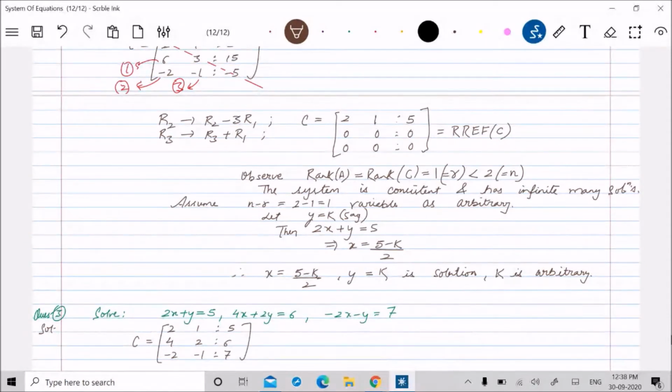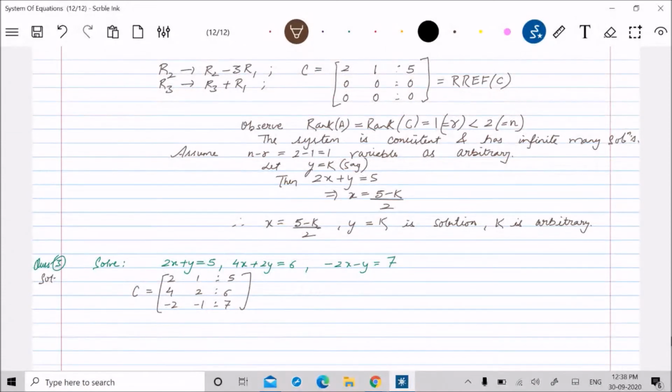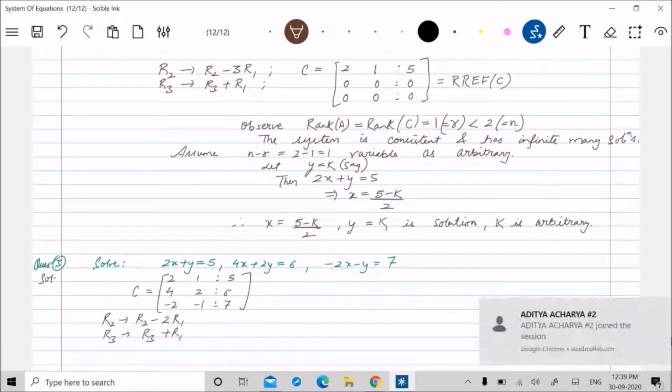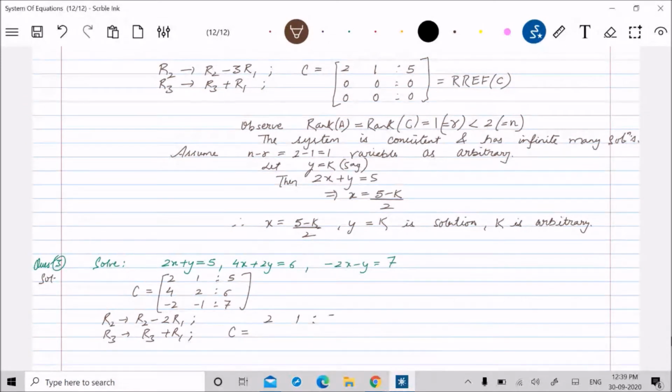So this is your augmented matrix, and now you are very comfortable with all the row operations, and with identifying the elements below the principal diagonal. So I'm just applying the operations: R2 minus twice R1, and the second operation R3 implies R3 plus R1. Okay, fine. So that gives you 2, 1, partition, 5; 0, 0, and this one is not 0 because 6 minus 10 is minus 4; and 0, 0, and this is 12.